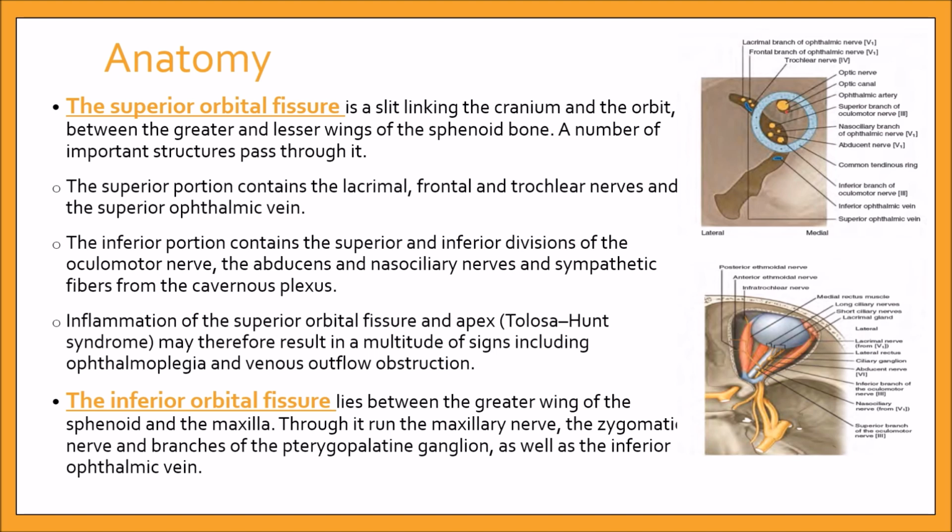Inflammation of the superior orbital fissure and apex, which is Tolosa-Hunt syndrome, may therefore result in a multitude of signs, including ophthalmoplegia and venous outflow obstruction.